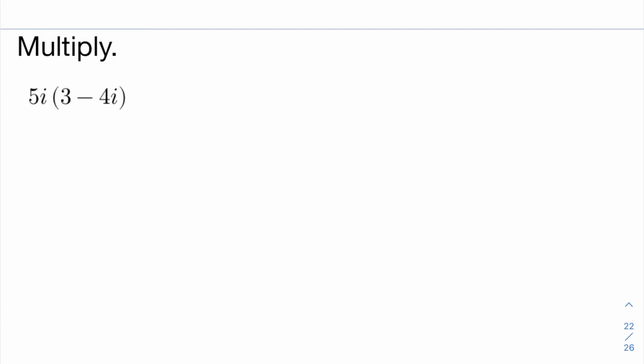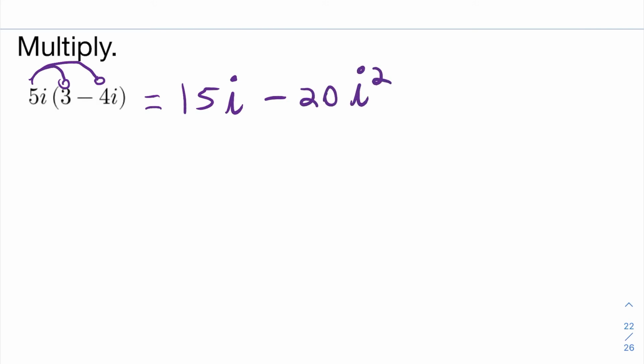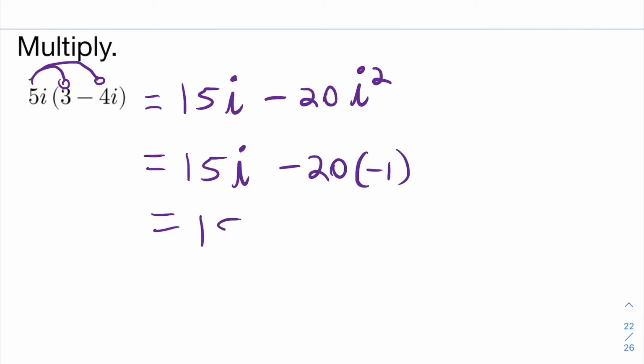All right, so let's see. We distribute here. This looks like distribution. Why wouldn't it be? So we distribute. That first one, 5i times 3, is exactly what you think it would be, 15i. That second one, 5i times negative 4i, is negative 20i squared. But you have to remember that i squared is equal to negative 1. So we get 15i plus 20.